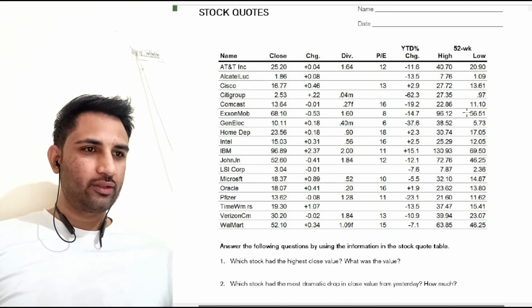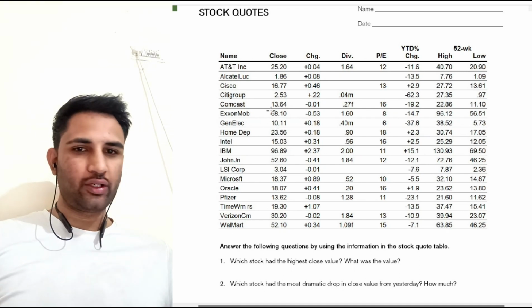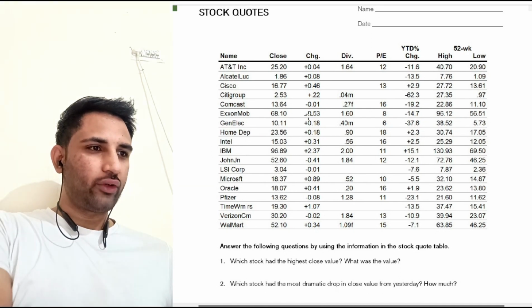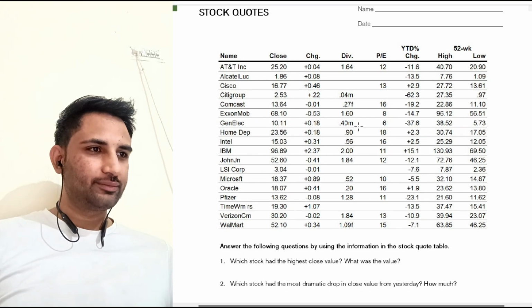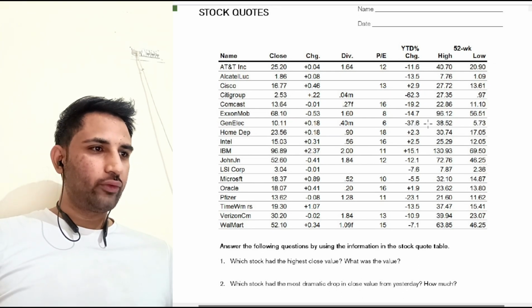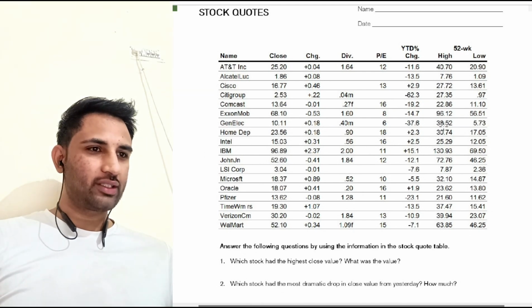Next one is General Electric. The closing price was $10.11. The change is positive 0.18. Dividend per share is 0.40. Profit earning ratio per share is 6. Year to date change is negative 37.6 percentage. 52-week high and low were 38.52 and 5.73.